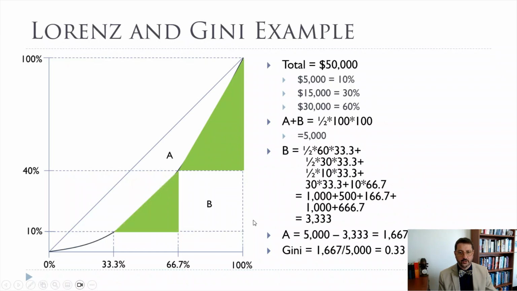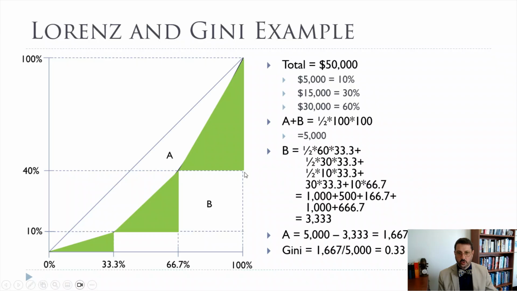Our next triangle has the same base, 33.3, and a height of 30. So our area is 1/2 times 30 times 33.3. Remember that height comes from 40 minus 10. And then the last triangle, again, has a base of 33.3 and now a height of 10 minus 0. And so the area is 1/2 times 10 times 33.3.